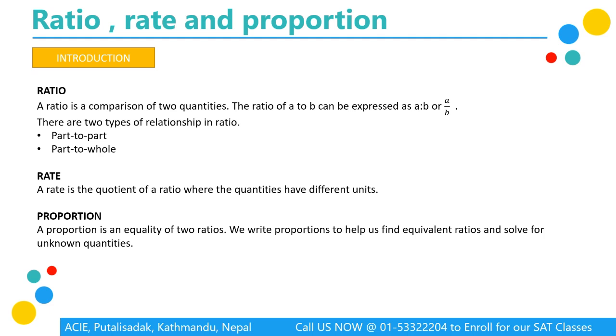A ratio is a comparison of two quantities. The ratio of A to B can be represented as A is to B or A by B. And there are two different types of ratios, part to part or part to whole.